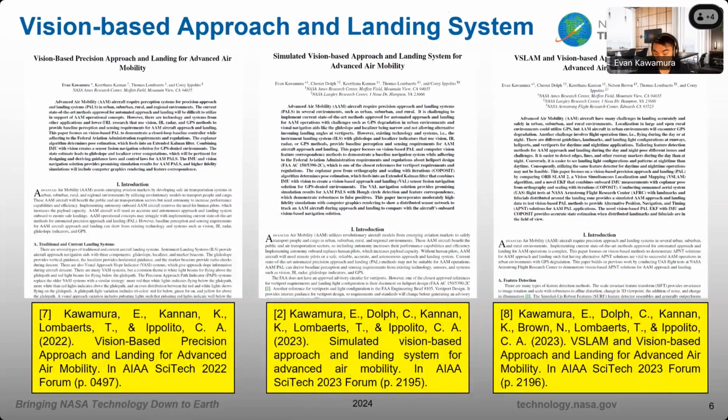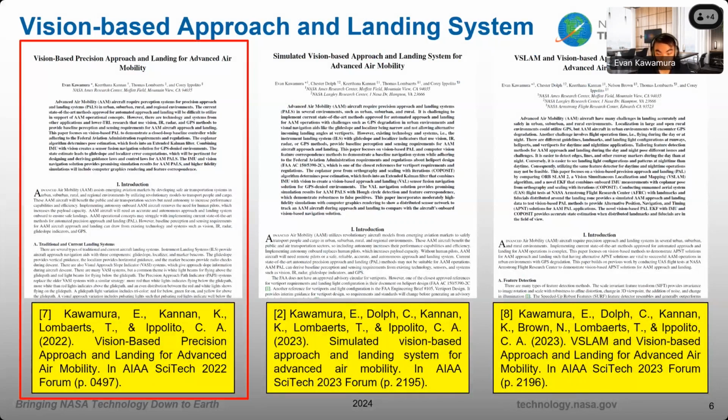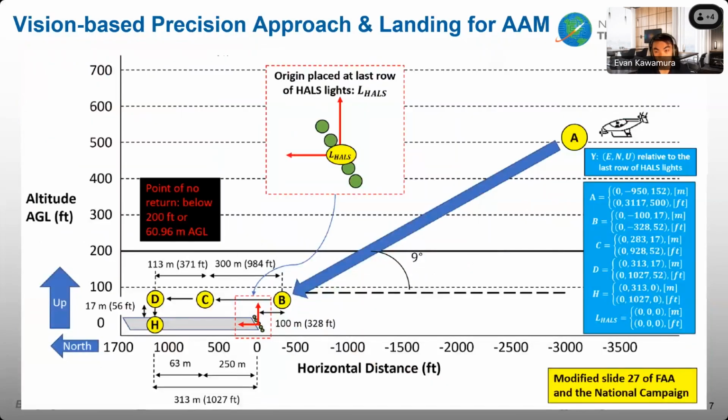Okay, so we're going to look at the highlights of 3 papers that use this vision-based system. We'll start with our 2022 paper. Modifying that slide I showed at the beginning, that quad chart, we can modify the FAA and national campaign slide. This can give us some concrete locations for the approach and landing.